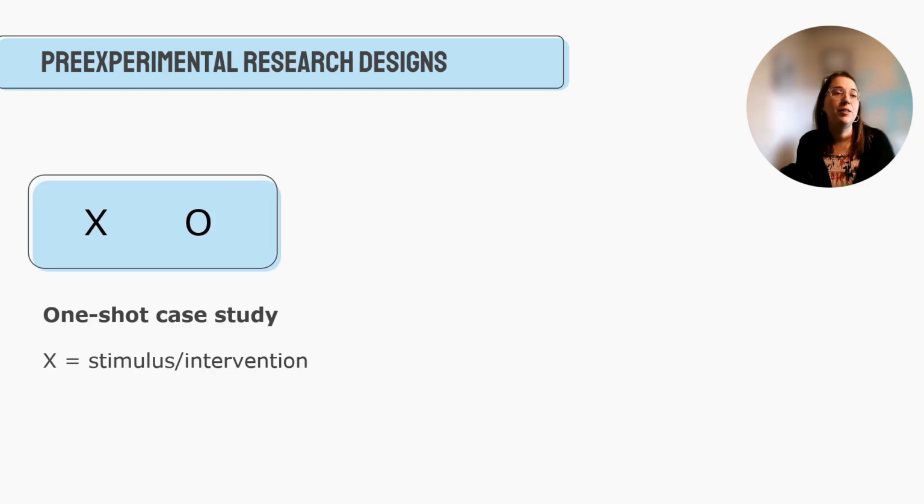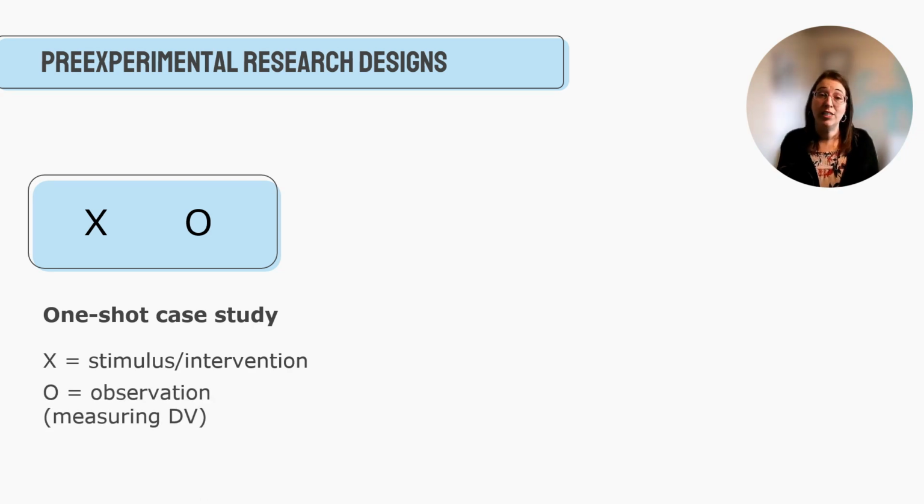So let's talk about pre-experimental research designs. The first one the book talks about is a one-shot case study. And you'll see that research designs are typically noted by a series of X's and O's. In this case, you have X as the stimulus or intervention and O is the observation. This is how we measure the dependent variable.